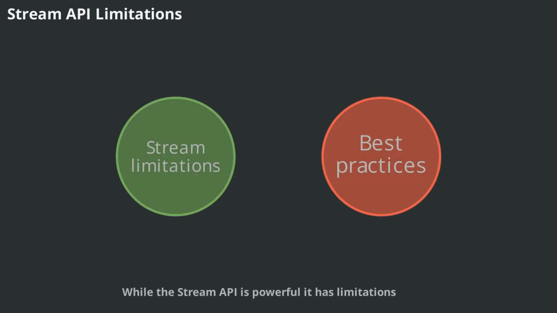While the Stream API is powerful, it has limitations. Streams cannot be reused once consumed, and some operations may not be as efficient as traditional loops for small datasets. Being aware of these limitations helps you choose the right tool for the job.